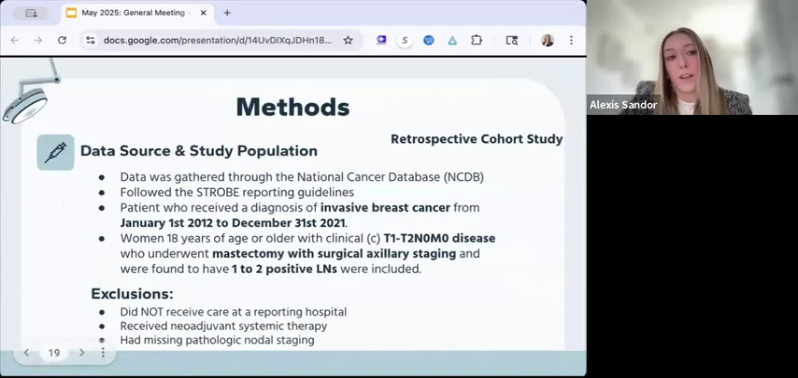So the methods of this study. This specifically is a retrospective cohort study, and they used the National Cancer Database and followed STROBE guidelines. So they included women who were 18 or older with clinically T1 to T2, N0, M0 invasive breast cancer. So they had 1 to 2 positive lymph nodes. They underwent mastectomy with surgical axillary staging. And they were excluded if they received neoadjuvant therapy, care outside of reporting hospitals, or were missing data on pathologic nodal staging.